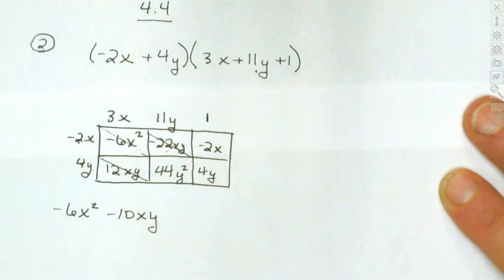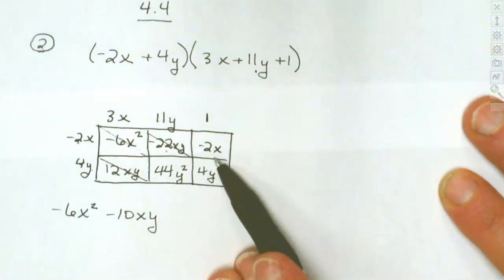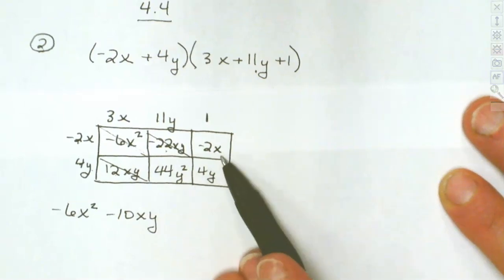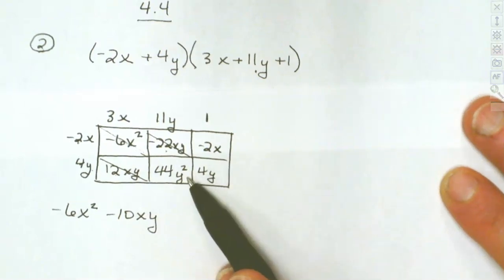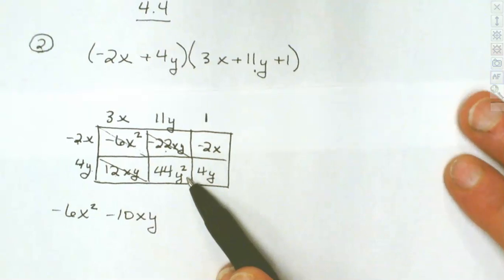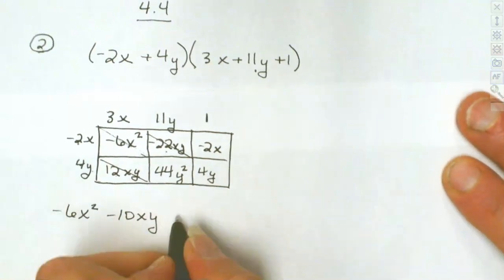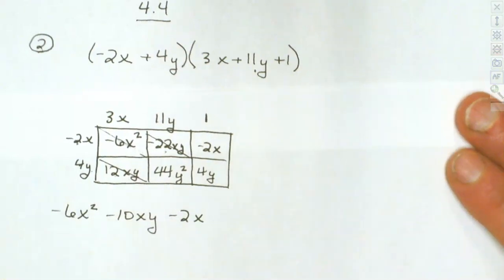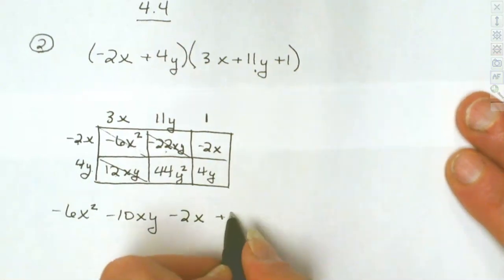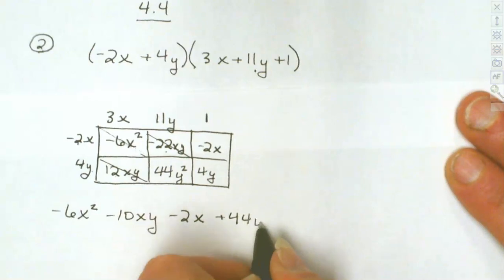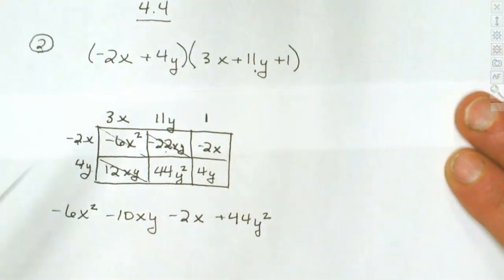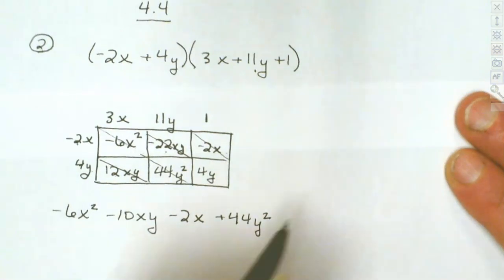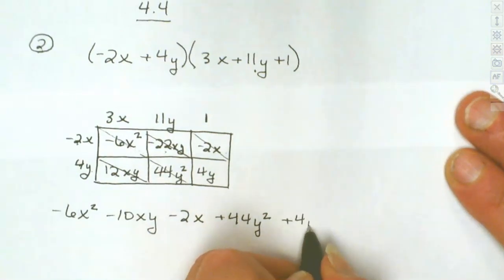And gone. Now the next diagonal here, those can't go together, can they? Because one's got an x, one's got a y squared. So those are going to remain separate. They cannot be combined together. So that's a minus 2x and a plus 44y squared. And then the very last piece is simply a plus 4y.